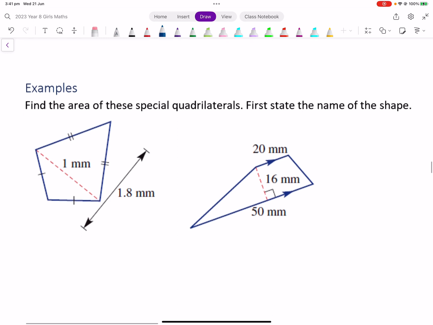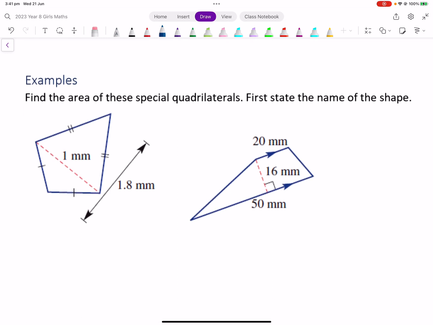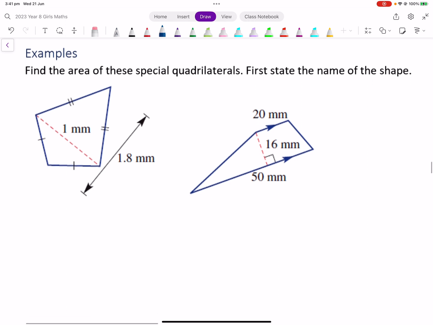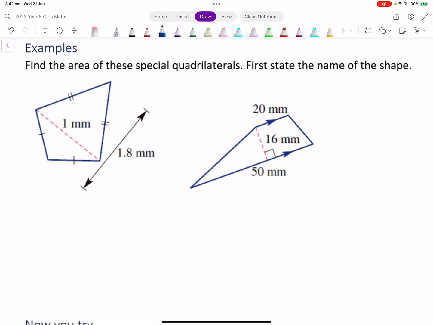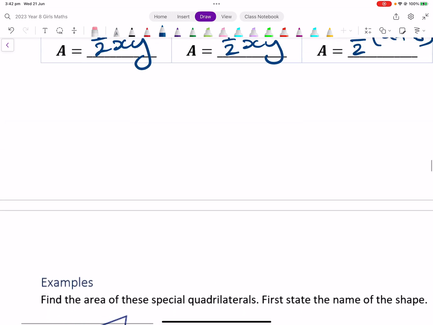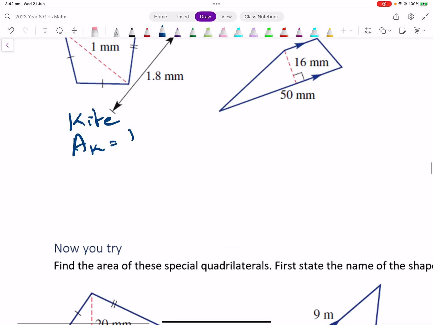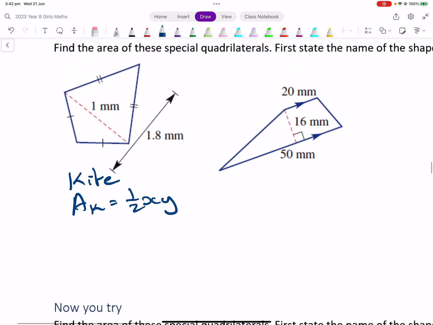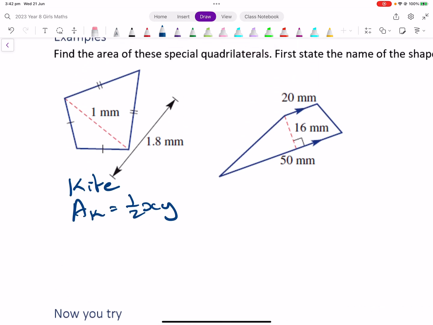All right, so let's use that information now to solve for the area of some fancy shapes, some examples. Find the area of these special quadrilaterals. First, state the name of the shape. I reckon this one here is a kite. And the area of a kite, I'll just check up here, what was it again? That's right, it was a half xy. What's x and y in this situation? Well, it actually doesn't matter which one we use for each. I'm going to use 1 as y and 1.8 as x.